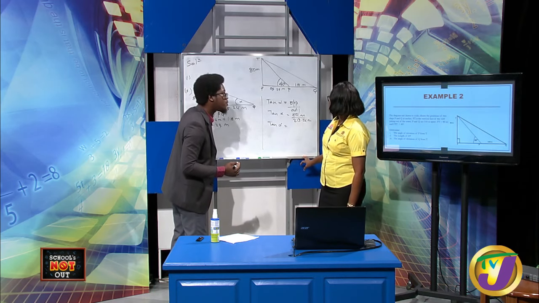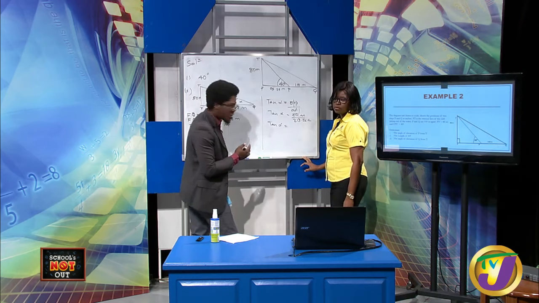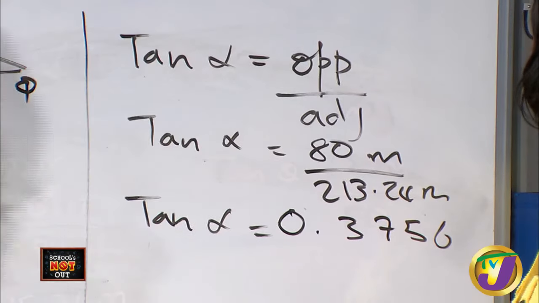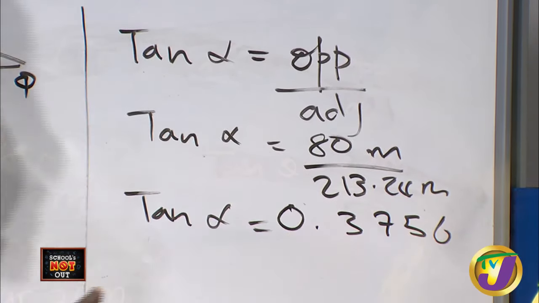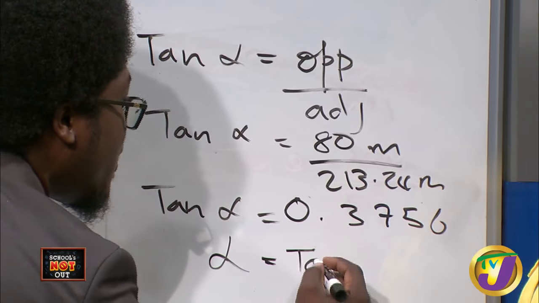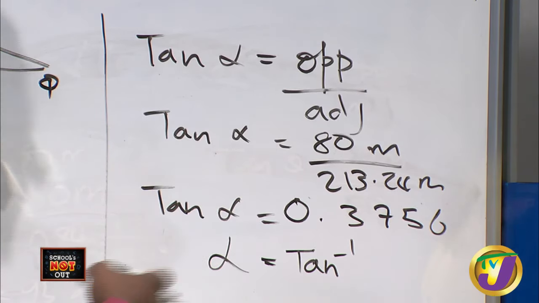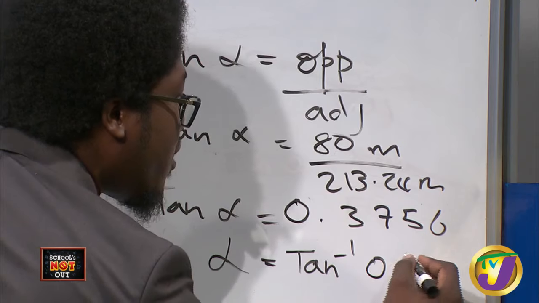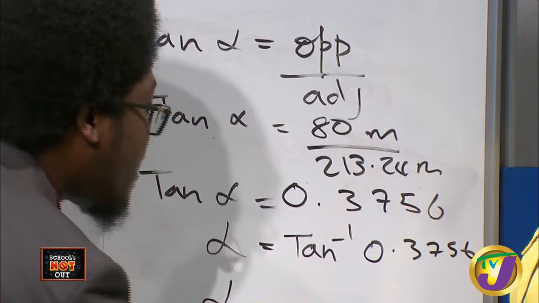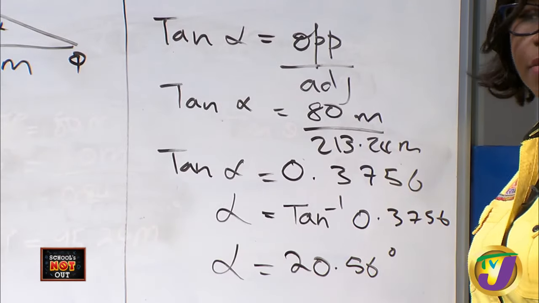So the tangent of that angle is equal to 80 divided by 213.24, and that gives us a ratio of 0.3756. Now remember, we want the angle, so we're going to have to use our inverse trig function. It's the inverse trig function that corresponds with tangent, which is tan inverse of 0.3756. And this gives us an angle of 20.56 degrees.